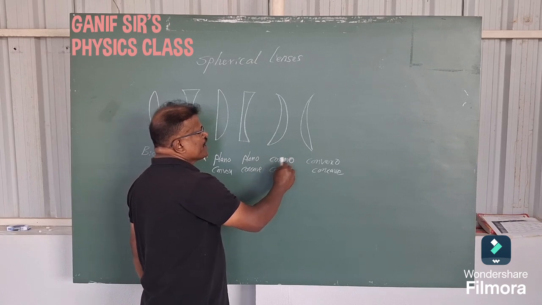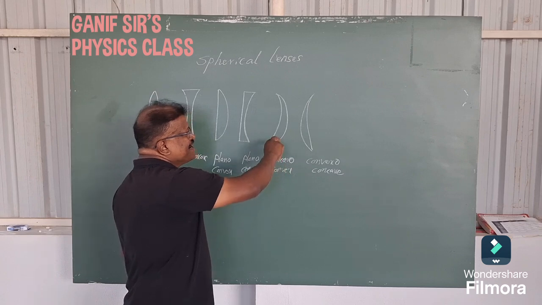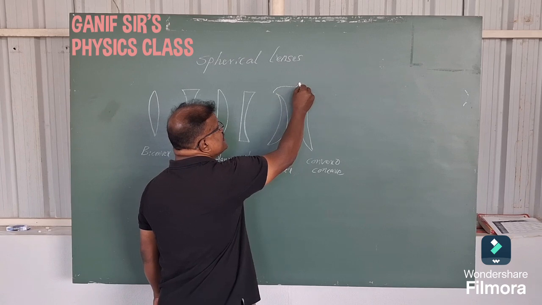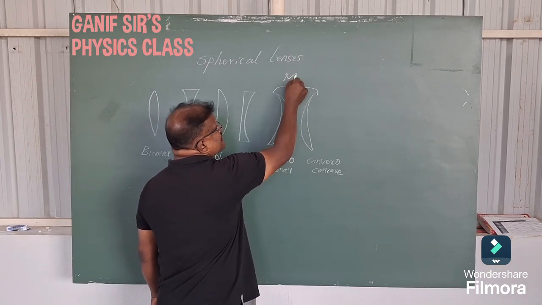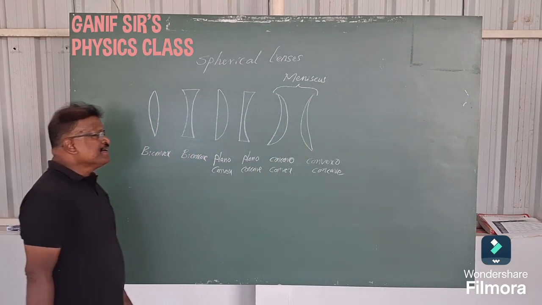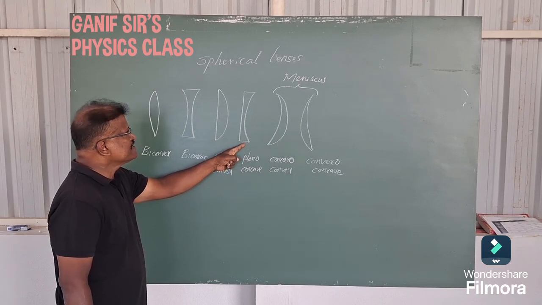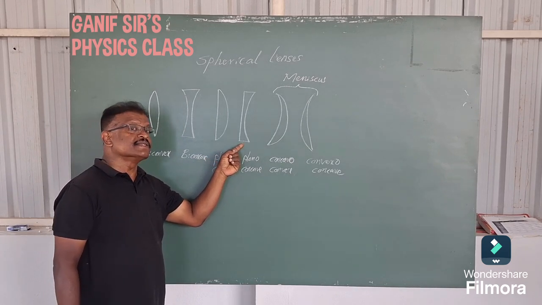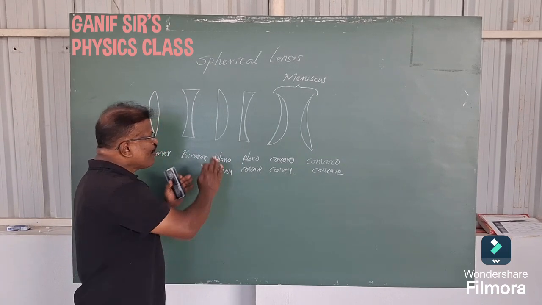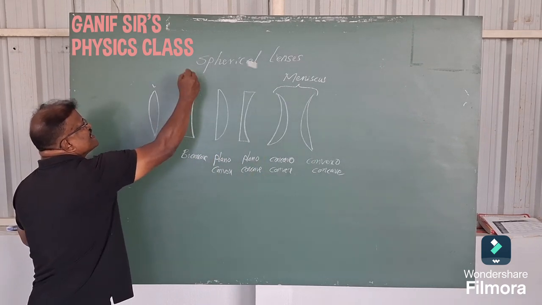But concavo-convex and convexo-concave are both the same. It differs only in its position. And I call these two lenses meniscus. The plano-convex and plano-concave lenses are also considered in certain special cases, but due to their limited scope, we are not dealing with these lenses.